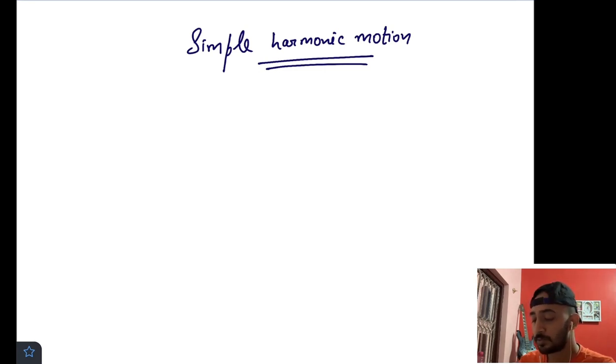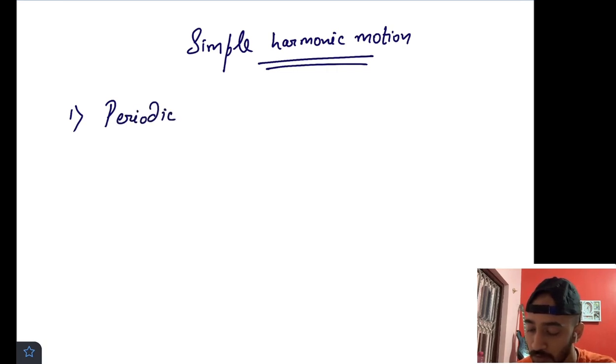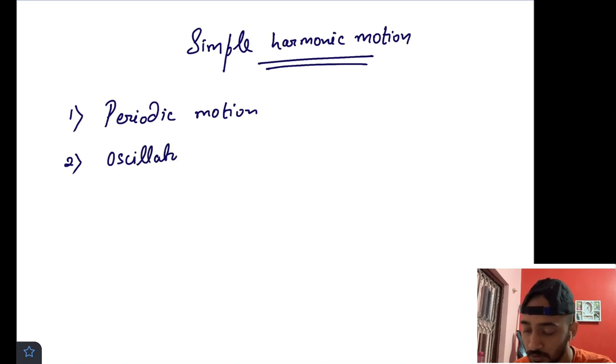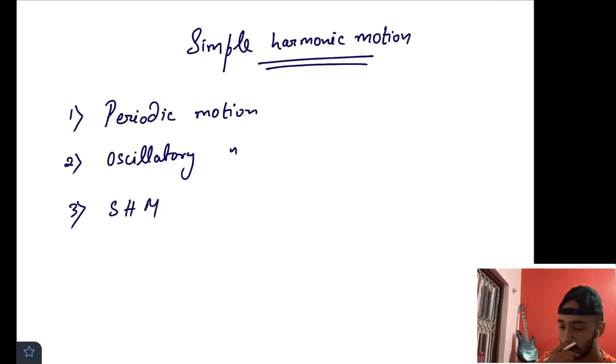To start with simple harmonic motion, you need to be familiar with three types of motion. First one is periodic motion. Second one would be oscillatory motion. And third one is our simple harmonic motion. Okay, so what is periodic motion? Periodic motion are generally those type of motions which repeat themselves after a fixed interval of time.